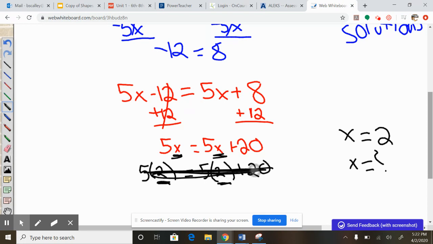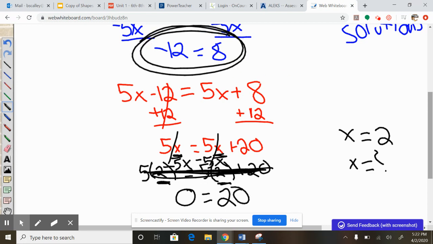If you want to go to this step here and maybe you want to subtract 5x on both sides, what you're just going to get is another nonsense type of answer that says 0 equals 20. Which again, just like up top here where I got negative 12 is equal to 8, these are just not true answers. It's no longer an equation.